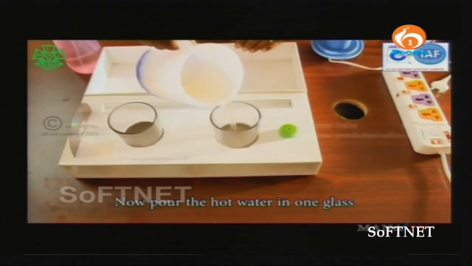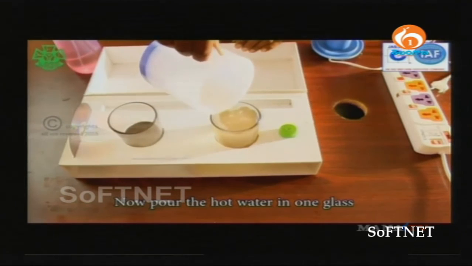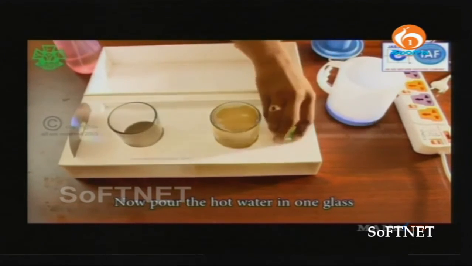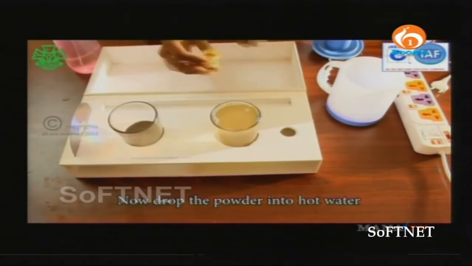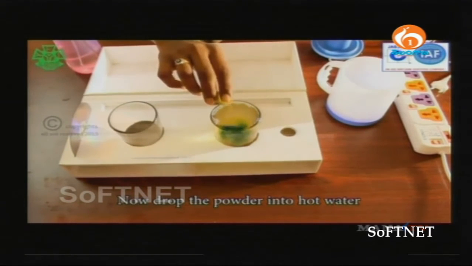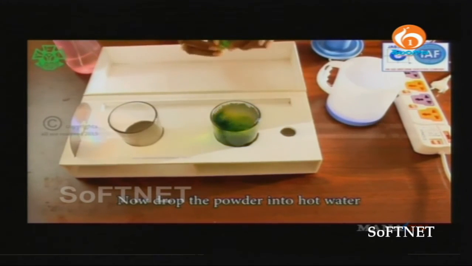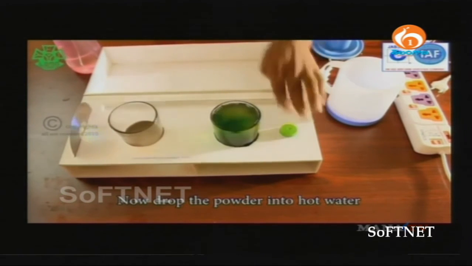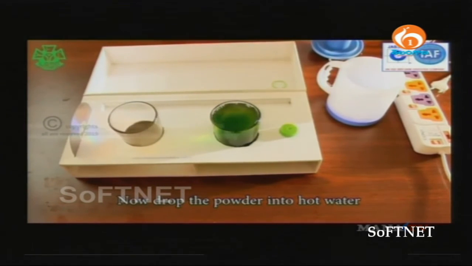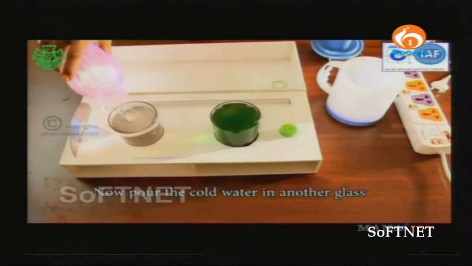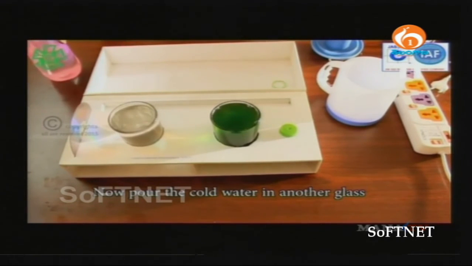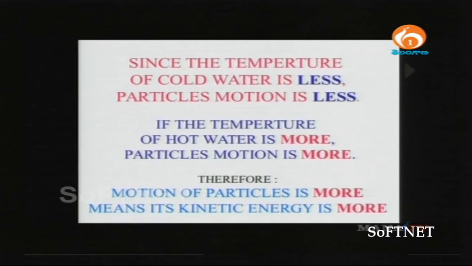Pour the hot water in a glass and add food color to it. Observe the motion of the particles. Add the food color to hot water. Yes, the motion of the particles is very fast. Now pour the cold water in another glass and add food color to it. Perform this experiment in your class with the help of your teacher and observe the motion of the particles.